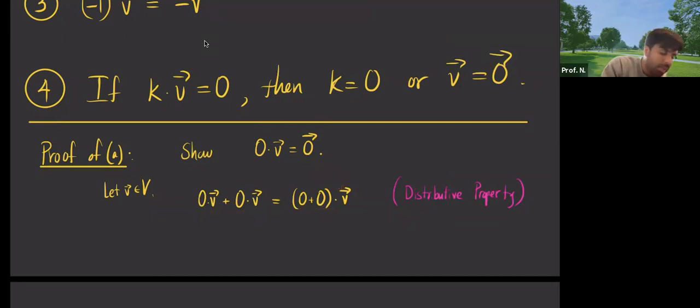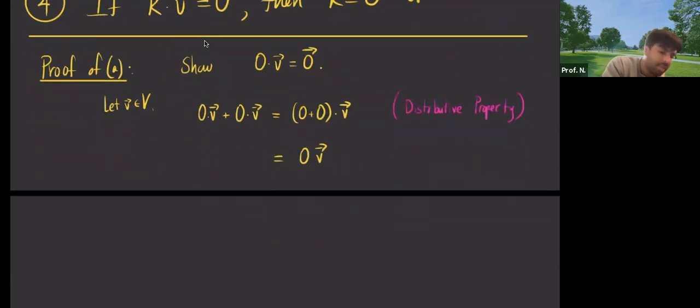And then what do we know about 0 plus 0? Well, we know that 0 plus 0 is 0. So do you guys see this? I'm saying that 0 times V plus 0 times V equals 0 times V. But why can't I just go from here to here? Why can't I just do that?